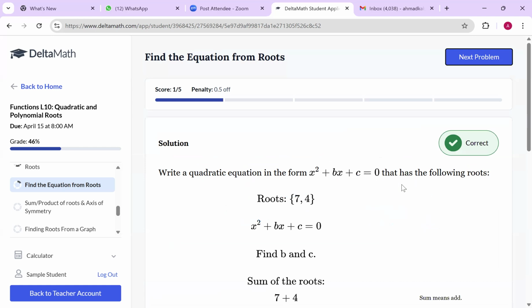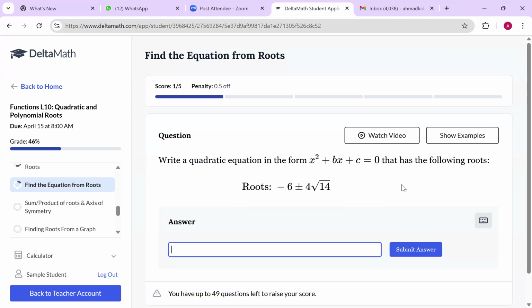Let's try another example. So here, of course, using expansion would be extremely difficult. It's just much easier to use sum and product. So for the sum, we have negative 6 plus 4 root 14 plus negative 6 minus 4 root 14. And of course, these will cancel out. So the answer is negative 12.